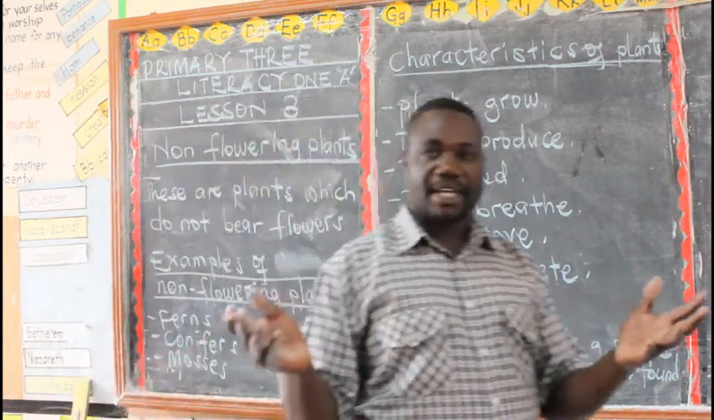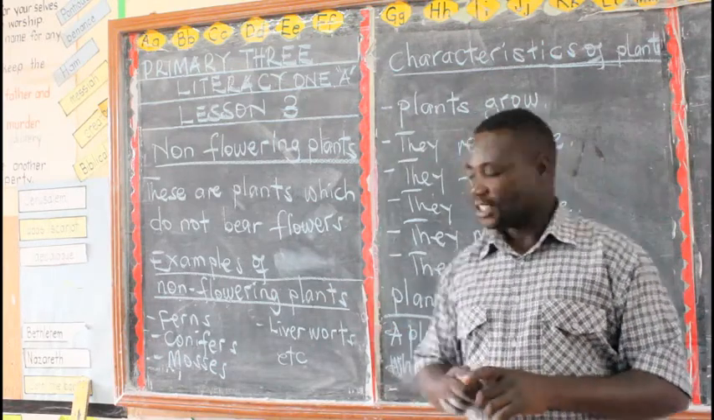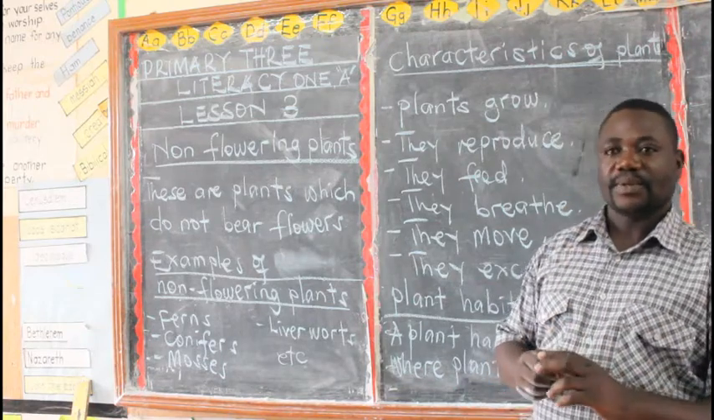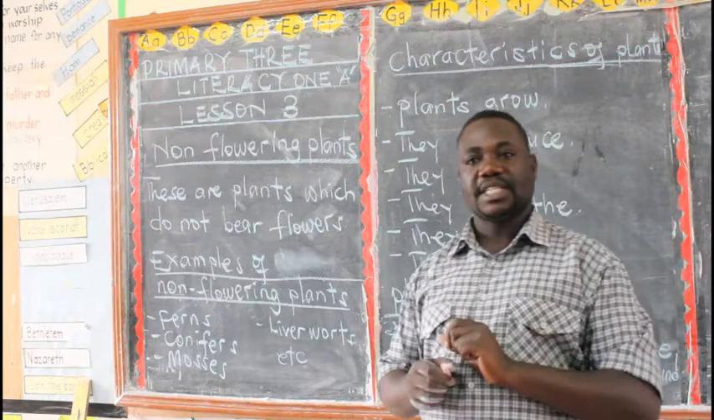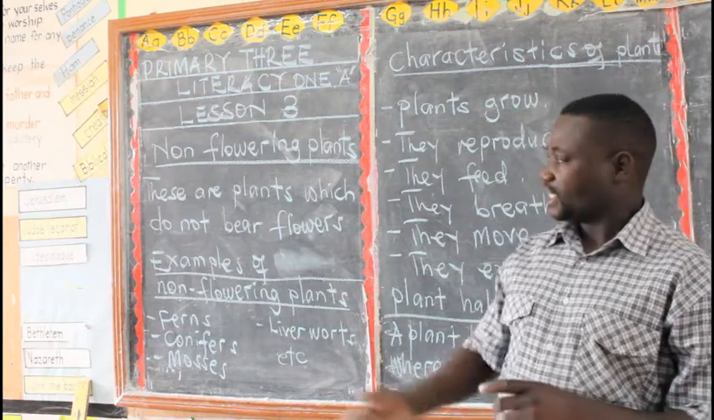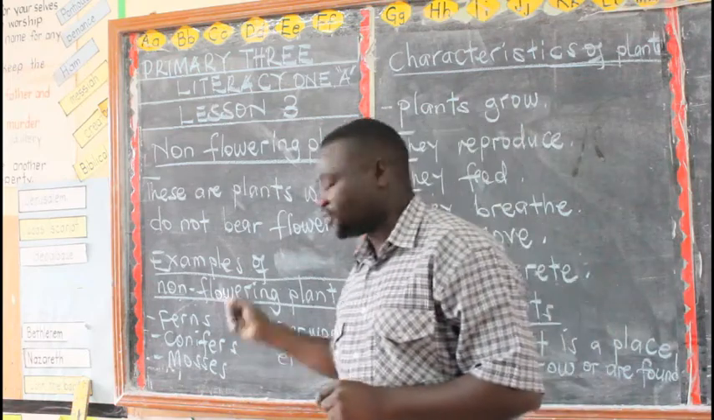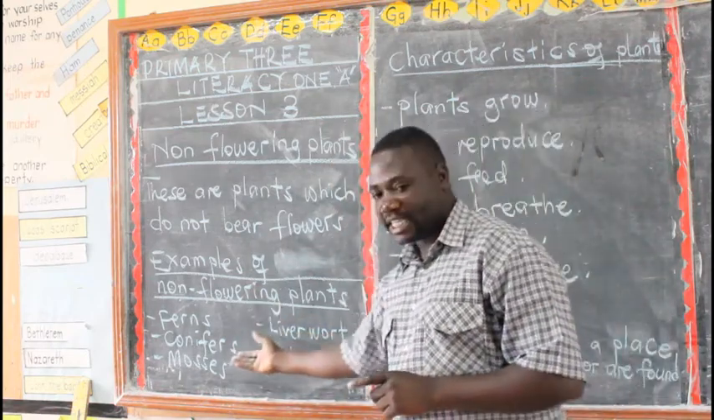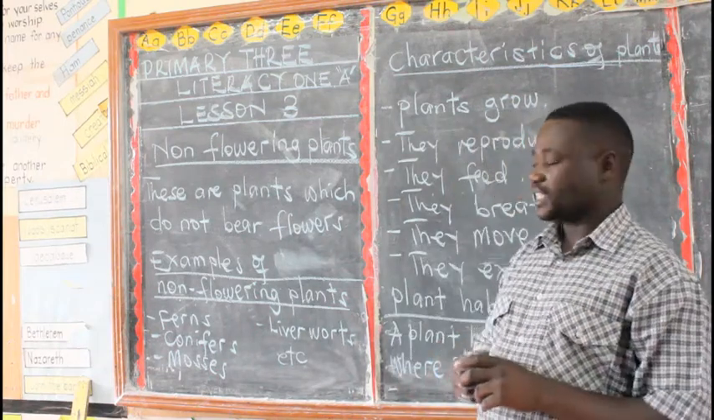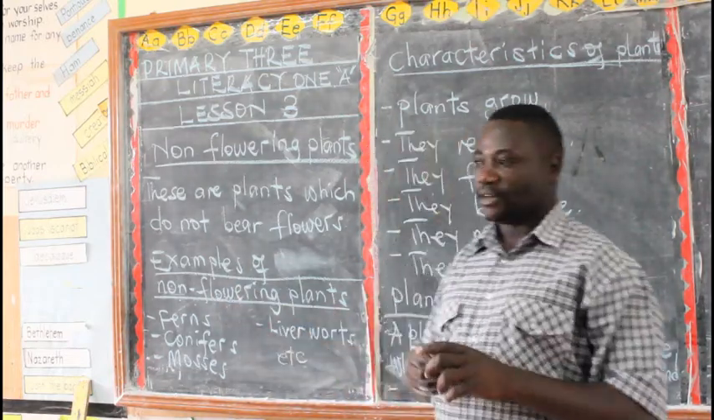Examples of non-flowering plants. One, we have ferns. Some people are now wondering, even a fern? No, I'm not meaning a fern that we normally use in our houses to maybe bring fresh air. I am looking at ferns as a plant. Then also we have conifers, we have mosses, not a person. A person, we call him Moses. But now since it's a plant and a non-flowering, we say mosses.